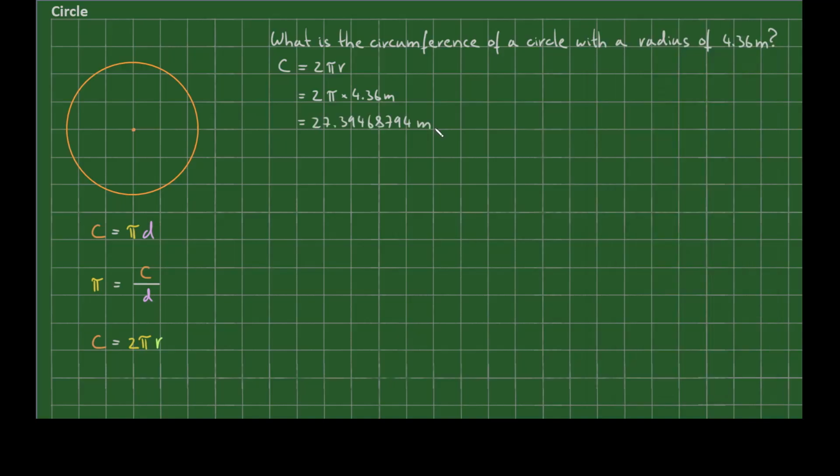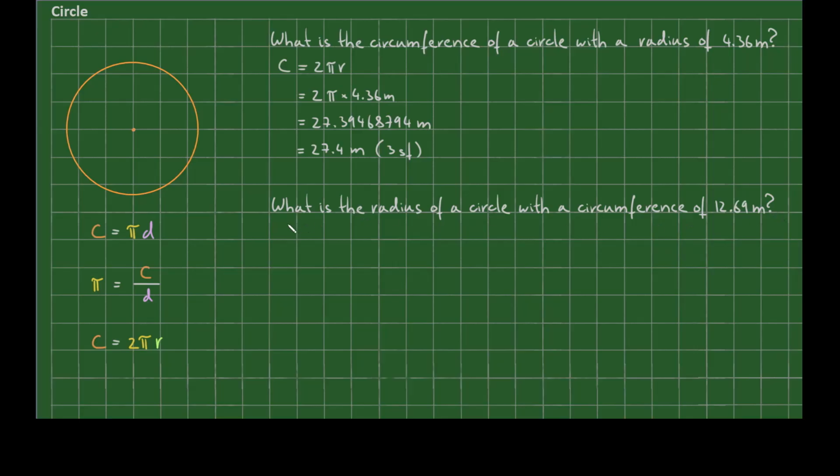I'm going to round this result to 3 significant figures because the only given measured quantity, the radius, had 3 significant figures. And so the result is 27.4 meters. The second example is asking me to calculate the radius of a circle with a circumference of 12.69 meters.